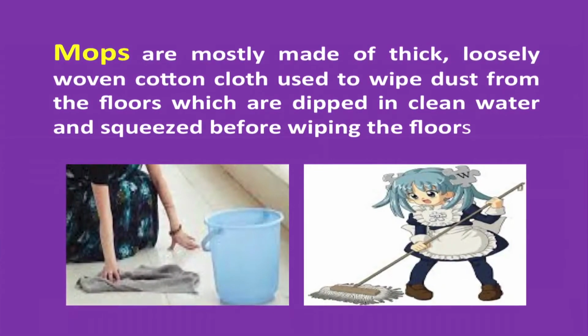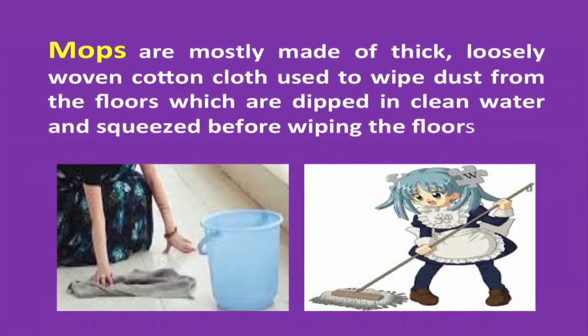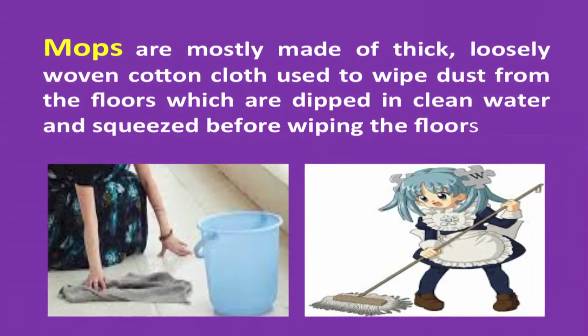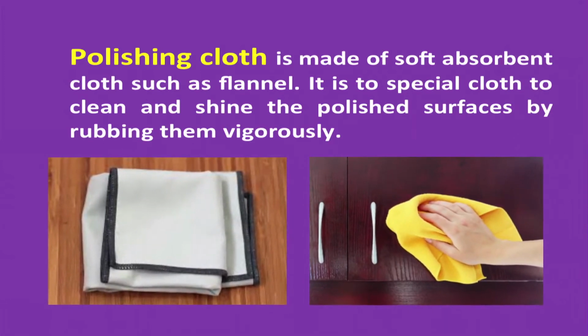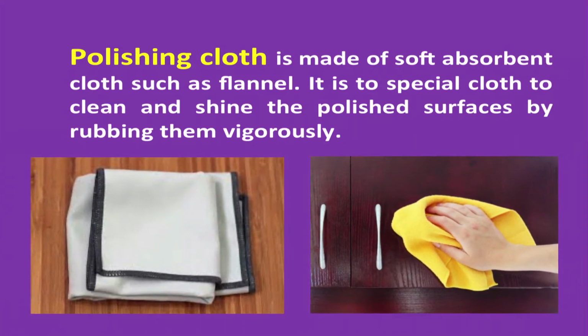Mops are mostly made of thick, loosely woven cotton cloth used to wipe dust from the floors, which are dipped in clean water and squeezed before wiping the floors. Polishing cloth. These are made of soft absorbent cloth such as flannel. Dry polishing cloth helps to clean and shine the polished surfaces by rubbing them vigorously.